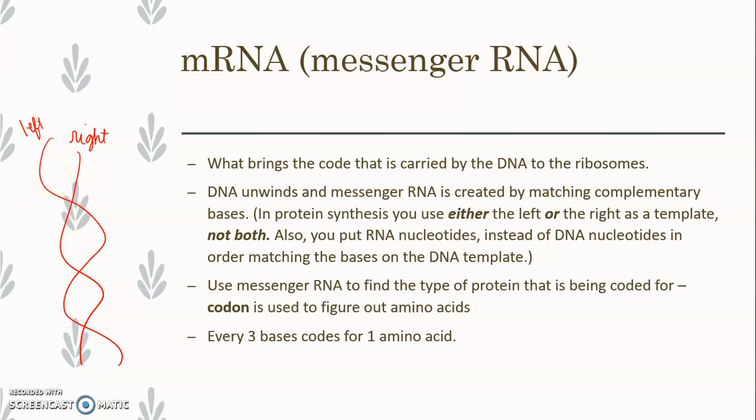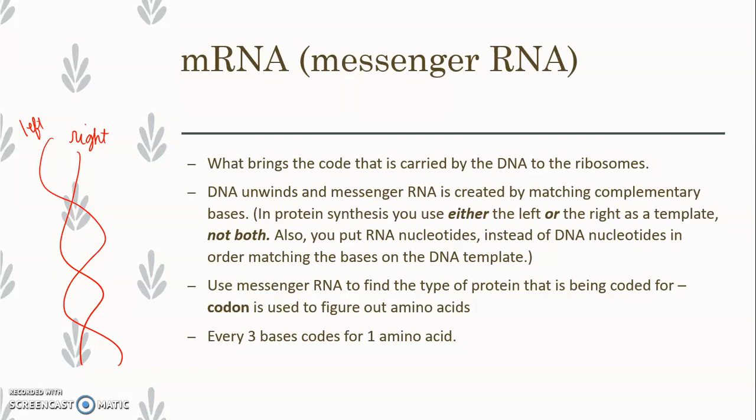But there's something random, and we don't know what it is, that controls whether the left or the right is going to be used to transcribe into mRNA, not both. It's completely random. Sometimes it uses the left, sometimes the right, but it doesn't matter because you are still getting the same message. The other difference is that you use RNA nucleotides instead of DNA nucleotides. So instead of the sugar deoxyribose, it's the sugar ribose. And again, instead of thymine, it's uracil.